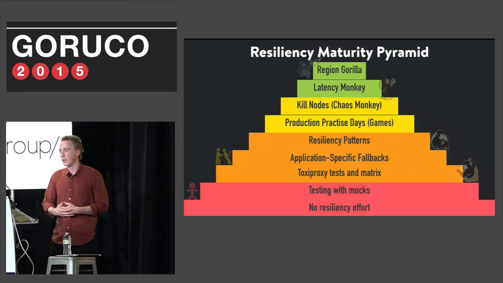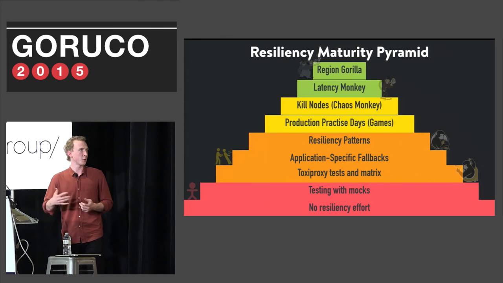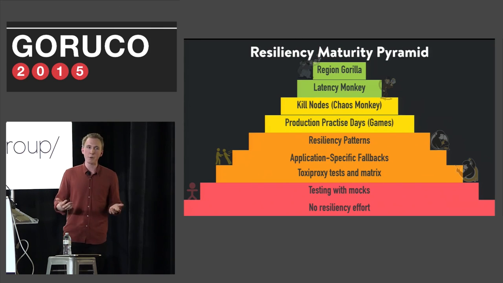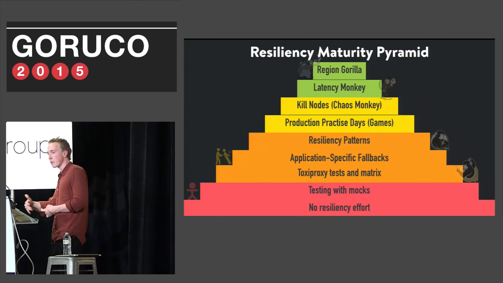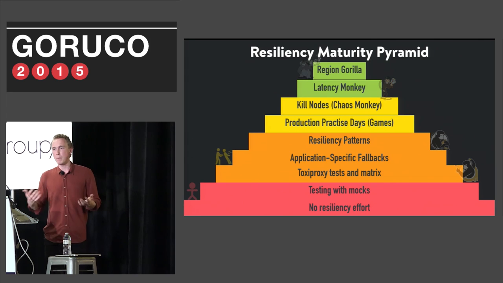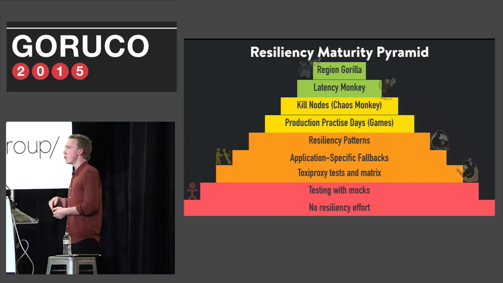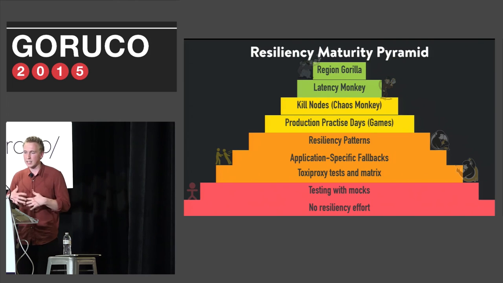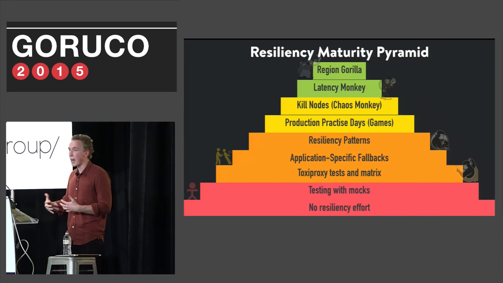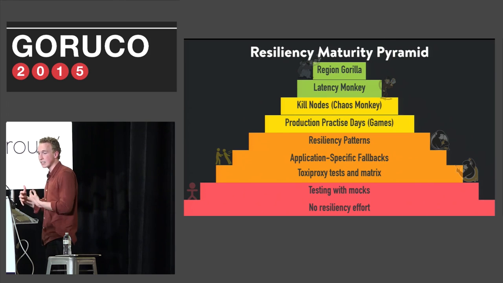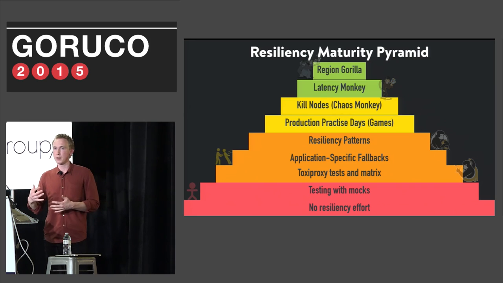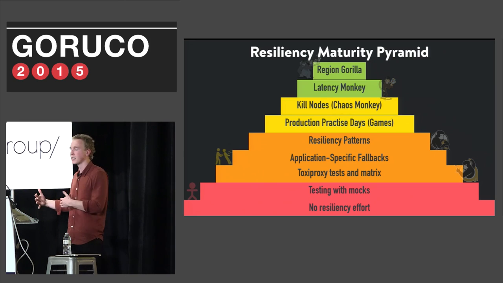So in the end, you start climbing this resiliency ladder of maturity as your application grows. You start somewhere at the bottom where you haven't really done anything, and slowly you're maturing your application along with the product, and you start adding ToxiProxy tests, build out a matrix of the different dependencies, you provide application-specific fallbacks like the session one I showed before or carts, you start looking at the resiliency patterns for slow backends and data stores, you might start doing practice days where you kill nodes yourself and check how the entire system behaves.